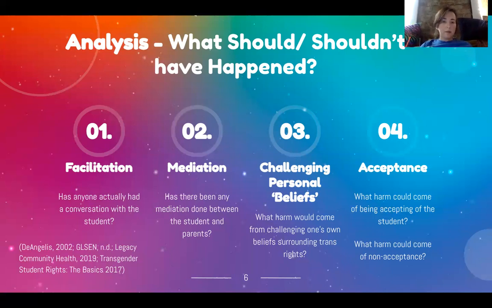Second, here in my analysis, I really thought about mediation. So this might be a weird word to put for this, but I thought about, has anybody done mediation between the student and their parents? Even though mom and dad, if dad's around, we know at least mom is around. Maybe there's another mom who knows the parent dynamic there, which we know of one parent, right?